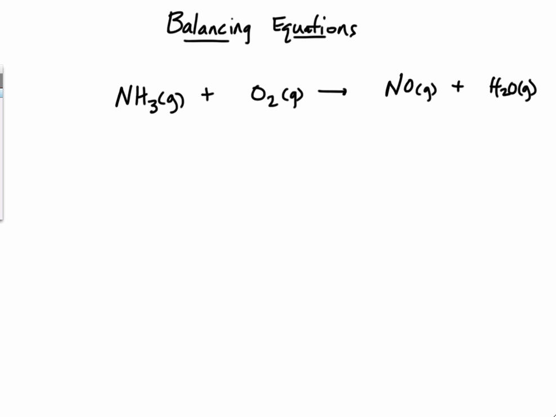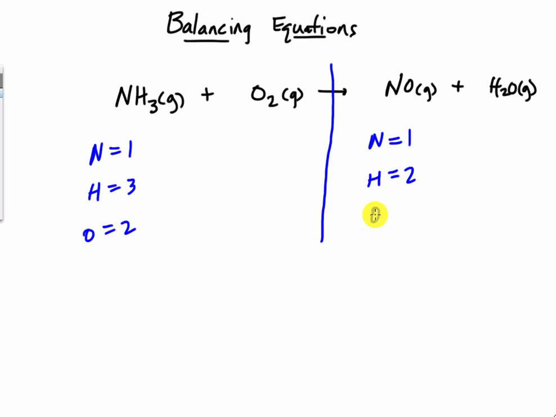Okay, one last one I'm going to show you, and then I'm going to end the video. This one can get a little complicated because there's a little trick I'll show you when you balance this one. All right, so nitrogen 1, hydrogen 3, oxygen 2. Nitrogen 1, hydrogen 2, oxygen 2. 2 oxygens here, 2 hydrogens, and nitrogens.